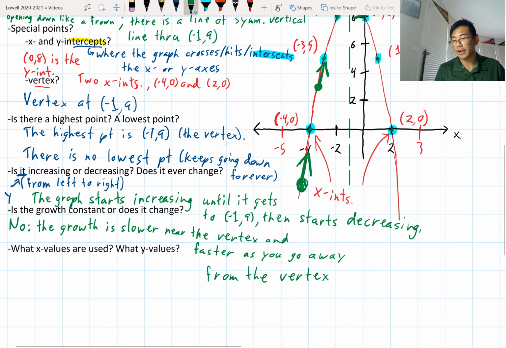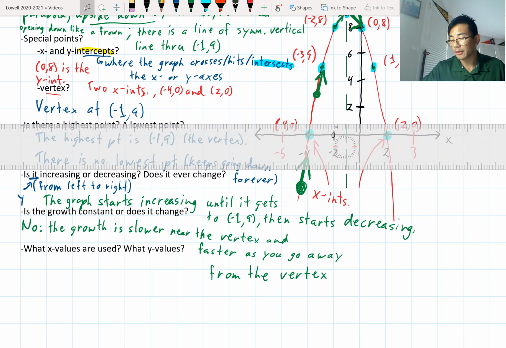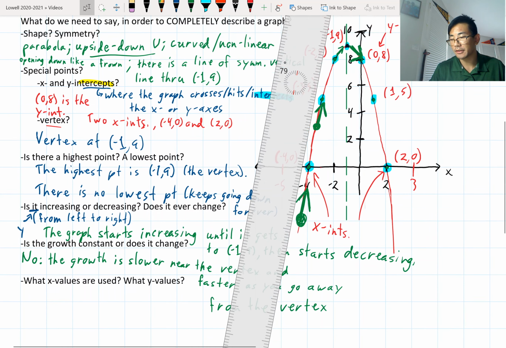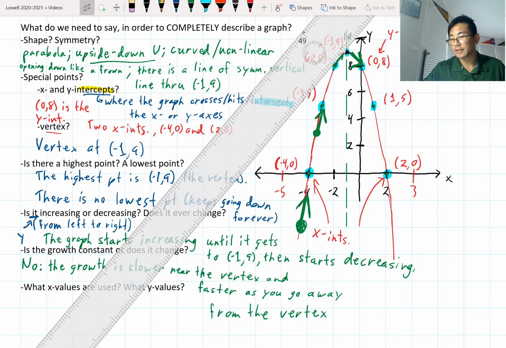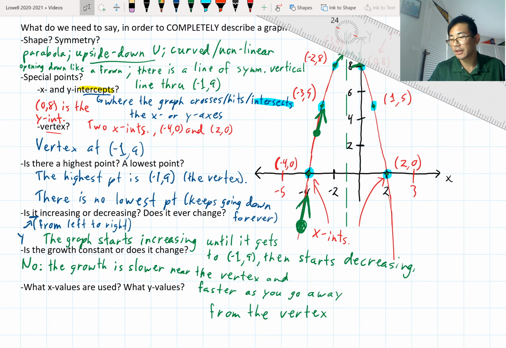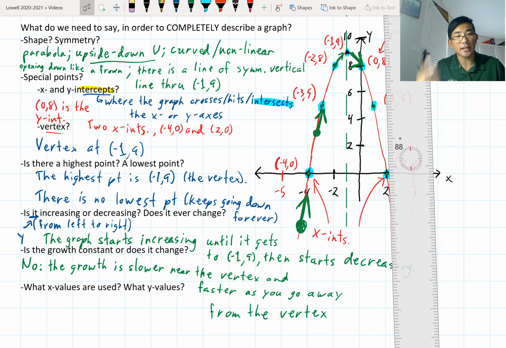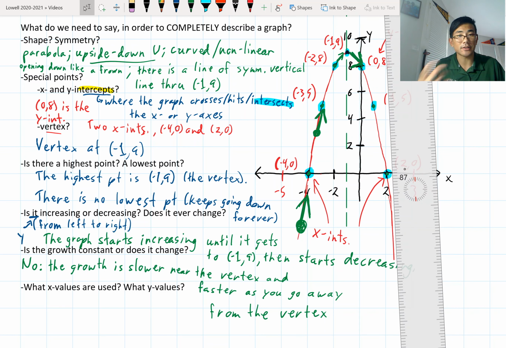And you can see that here, that if you were to check the slope, like laying a ruler alongside the graph, hey, look, near the vertex, it's relatively flat. And if you trace it along, as you leave, it gets steeper and steeper and steeper, which is indicative of a faster rate of change or growth rate.